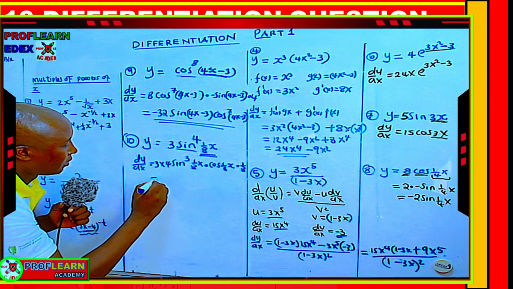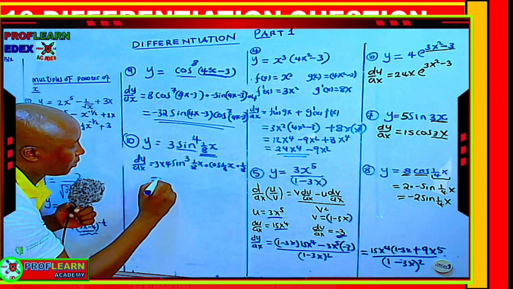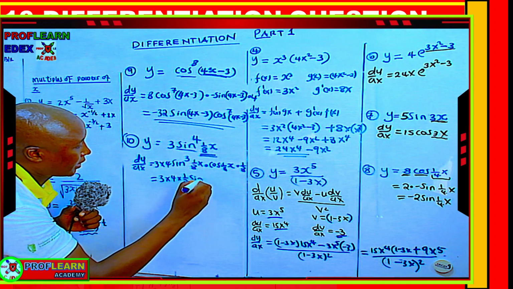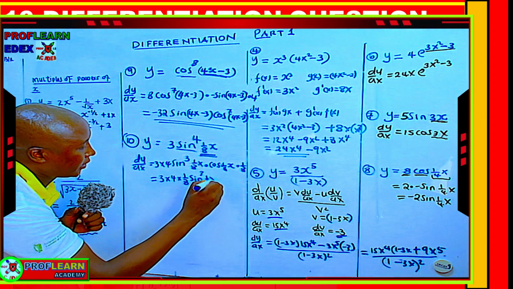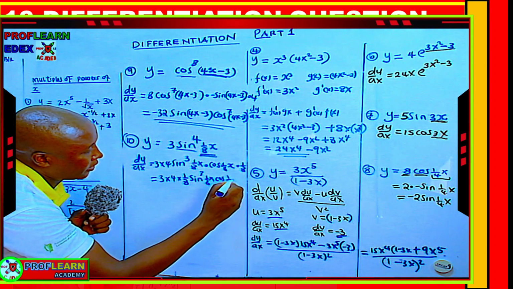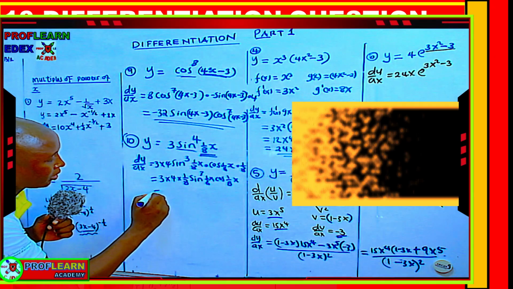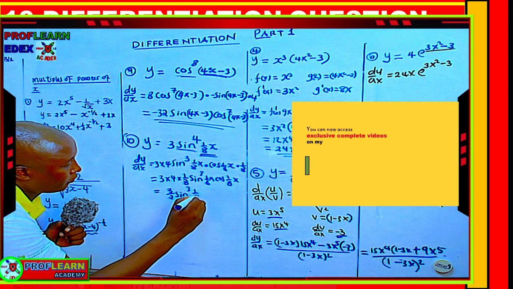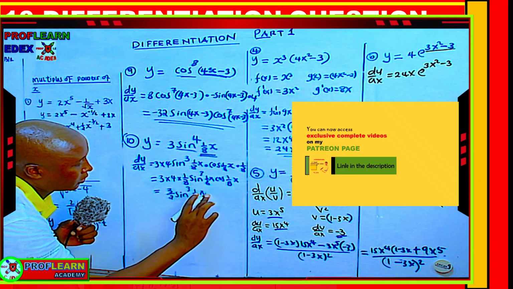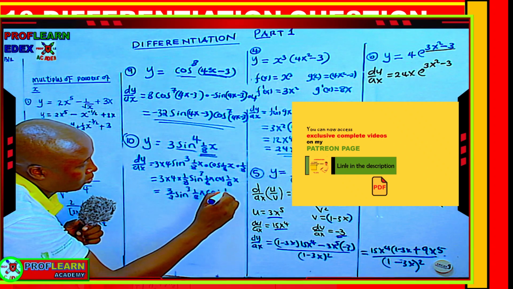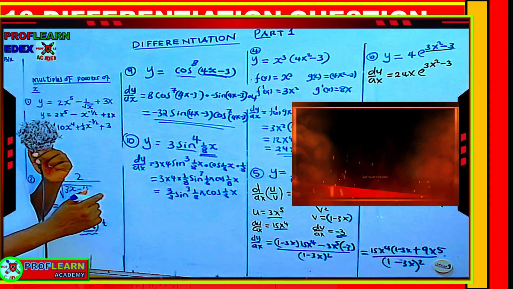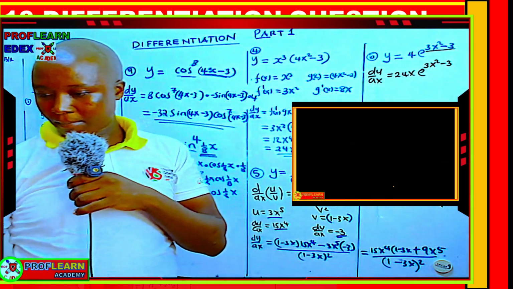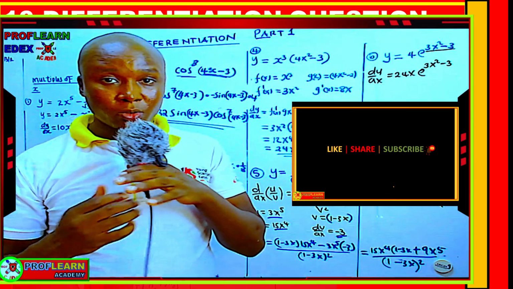Let me write properly. 3 times 4 times 1 over 8 sine^3(1 over 8x) cos(1 over 8x). Simplifying here, we are going to get 3 over 2 sine^3(1 over 8x) cos(1 over 8x). So basically, those are the differentiation methods and techniques you'll be using.